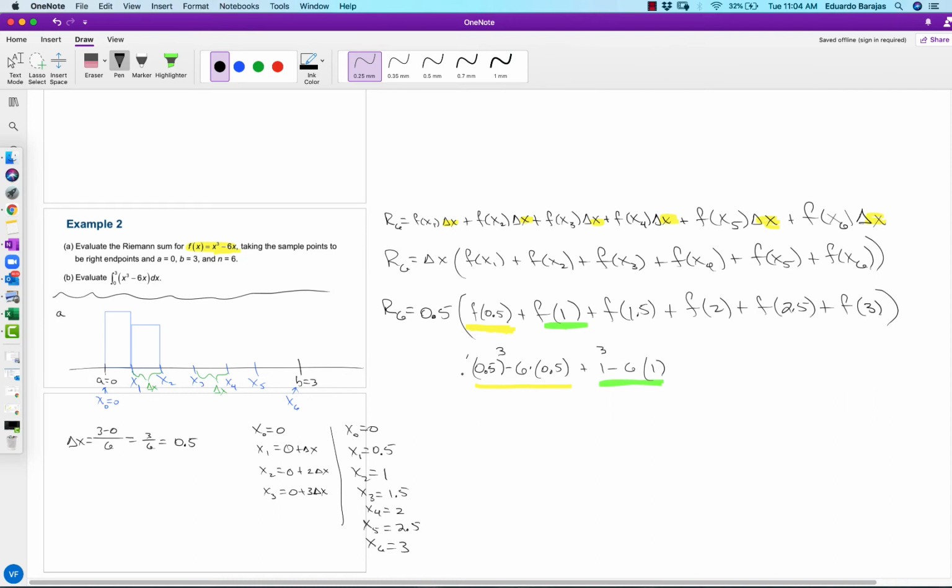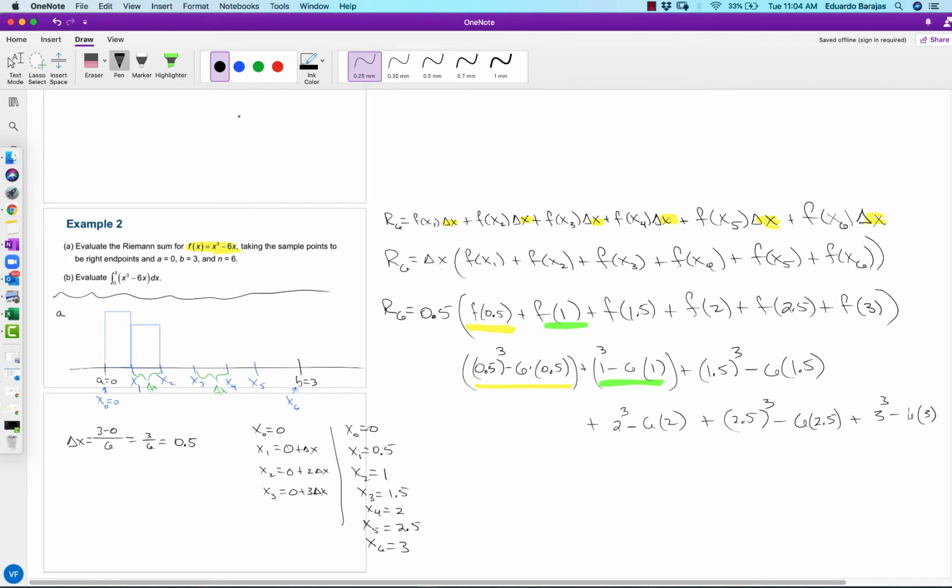So this is, let me put parentheses around it, this one, plus the next one, which is 1.5 to the power of 3 minus 6 times 1.5. That takes care of the next one. Plus 2 to the power of 3 minus 6 times 2, plus 2.5 to the power of 3 minus 6 times 2.5, plus finally 3 cubed minus 6 times 3.